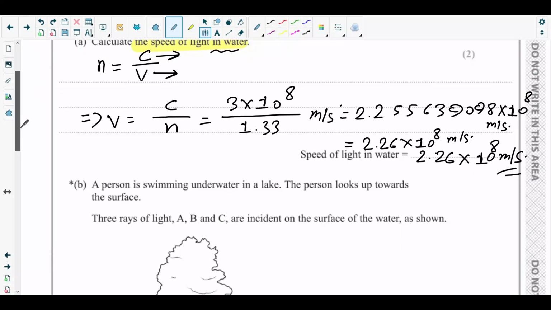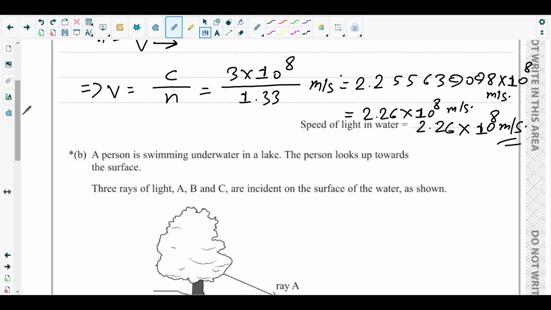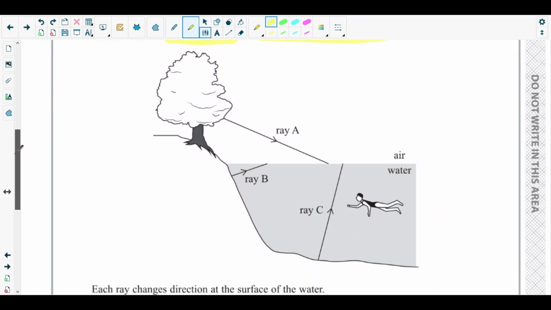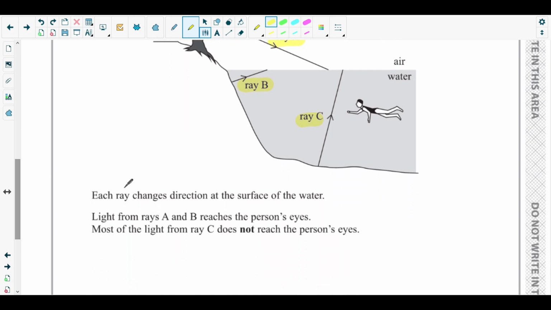Part B is a star marked question, which is called an asterisk type question. Here the question says a person is swimming underwater in a lake. The person looks up towards the surface. Three rays of light A, B, and C are incident on the surface of the water as shown. You can see in the figure three rays of light, ray A, ray B, and ray C, are incident at the water surface. Each ray changes direction at the surface of the water.